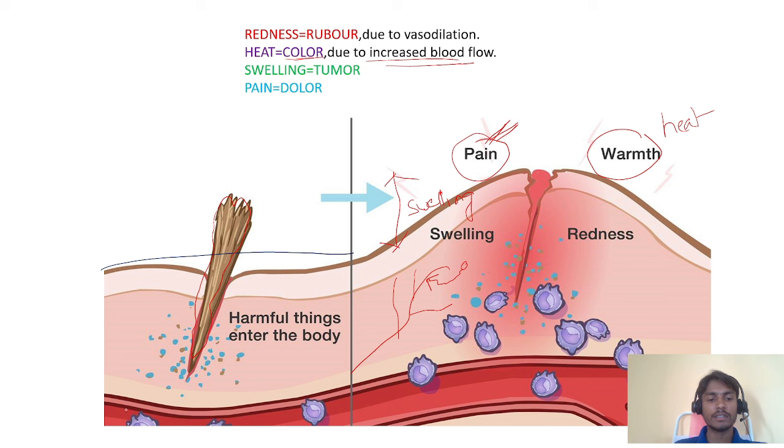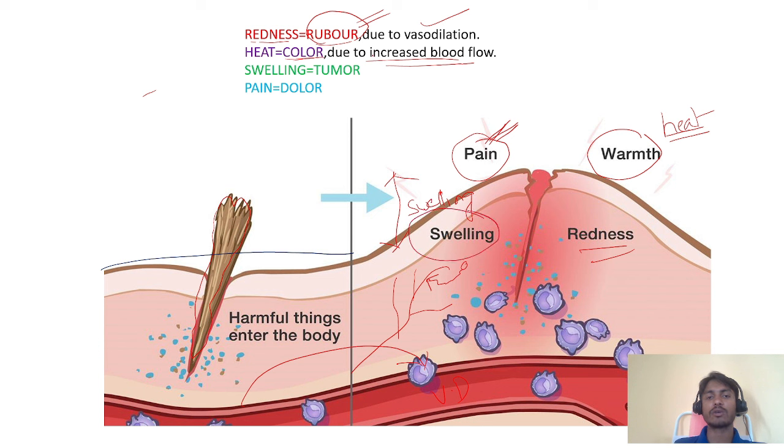See here, you are observing, from here to here vasodilation will be there. Because of this vasodilation, we feel that inflamed area as heat. Next one is redness, which is due to vasodilation. Redness we can also call rubor.